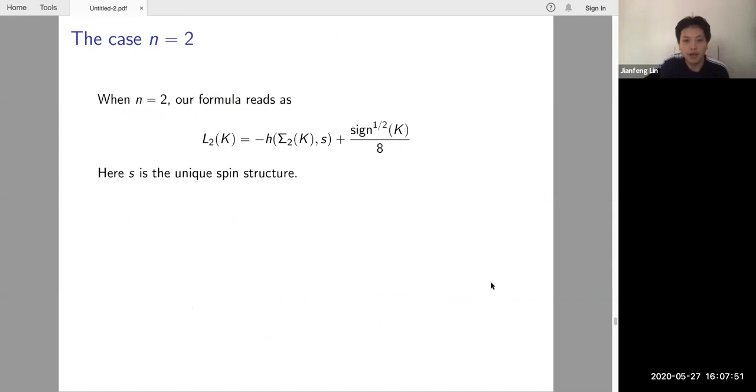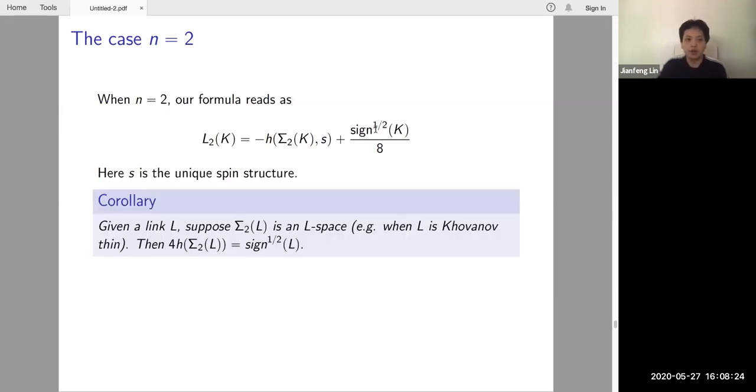Let me give the precise statement, and I will divide the discussion into two parts: the case n equals 2 and the general case. Let's start with n equals 2. When n equals 2, our formula reads that L₂(K) is just negative the Frøyshov invariant for the spin structure plus the signature over 8. When the index equals 1/2, this Tristram-Levine signature is just the classical knot signature.